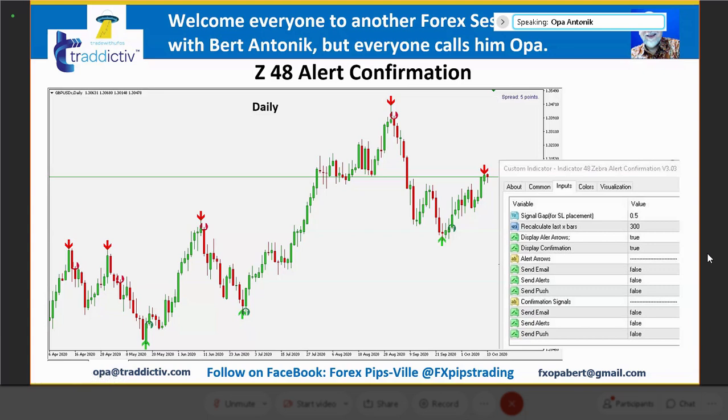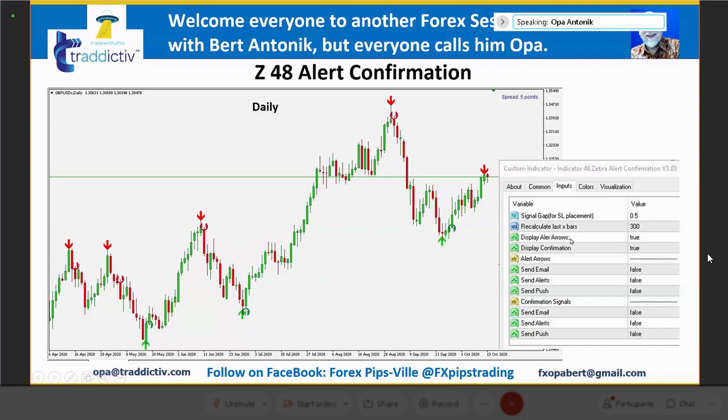Well, again, it depends on if you're watching the channel. If you're using the channel with the alert, you will be able to identify when you're trading with the flow of the river's flow, or if you're trading against it. Over here, you can see again, we have the stop loss placement of the signal gap, recalculating back only 300.